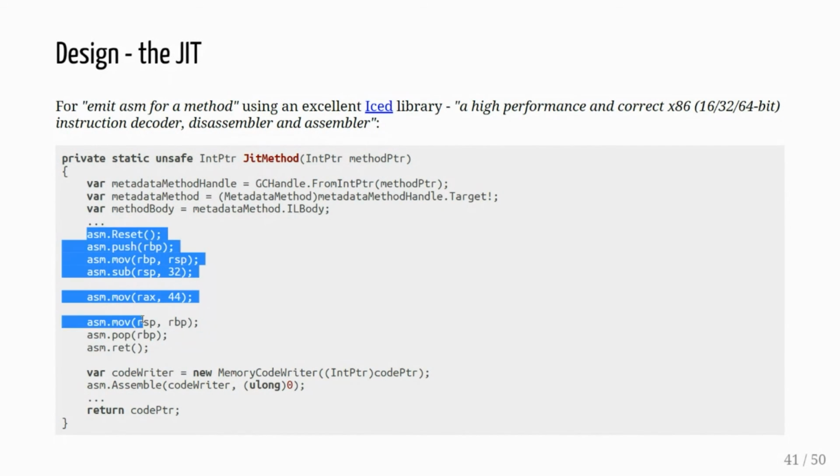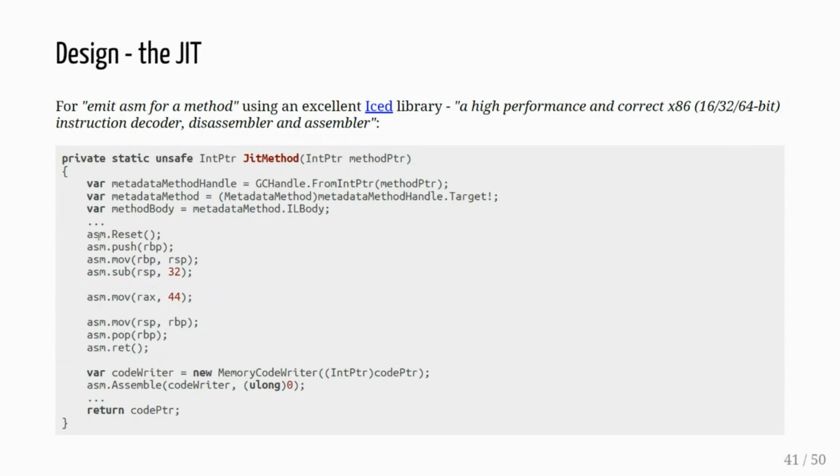And this is just writing assembly, because Mobius needs to emit assembly in the end. So I'm just generating assembly in that way.